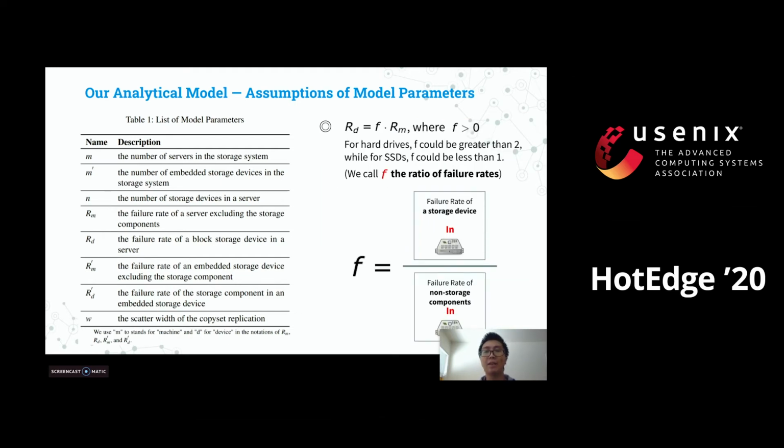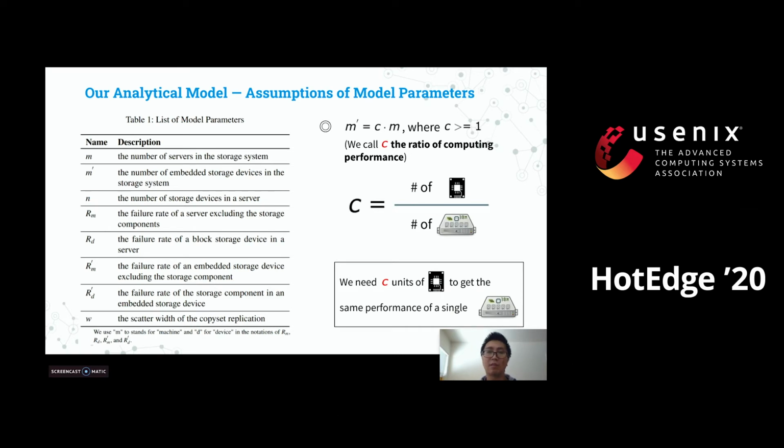Then we define F, which is the ratio failure rate, and it is equal to the failure rate of a storage device in a general purpose server over the failure rate of the non-storage components in a general purpose server. And with F, we can bridge the failure rates between the 2 different types of resources in the same deployment unit.